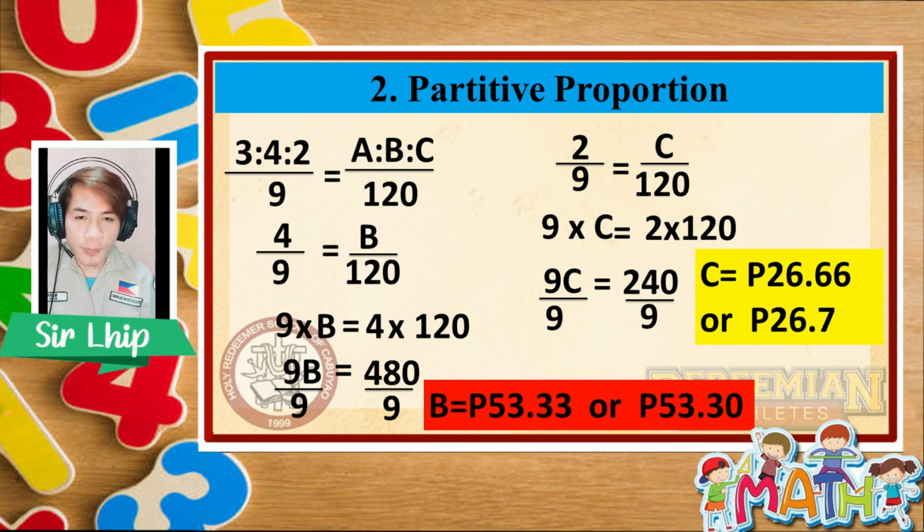So the shares of children A, B, and C: A is 40 pesos, B is 53 pesos and 30 centavos, C is 26 pesos and 70 centavos. If we add this, 40 plus 53.30 plus 26.70 is equal to 120. In a partitive proportion, a number is divided into parts proportional to the given ratio.